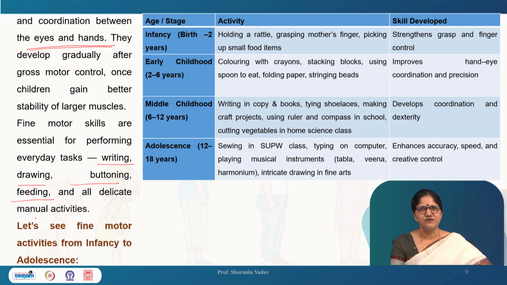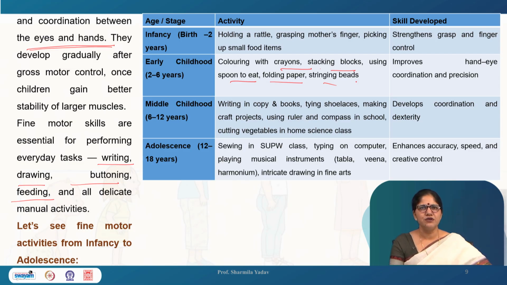develop through those activities. Age, infancy, birth to 2 years, holding a rattle, any toy, grasping mother's finger, picking up small food items. It will strengthen grasp and finger control. In early childhood from 2 to 6 years, coloring with crayons, stacking blocks, using spoon to eat, folding paper and stringing beads. Skills developed are improved eye-hand coordination and precision.